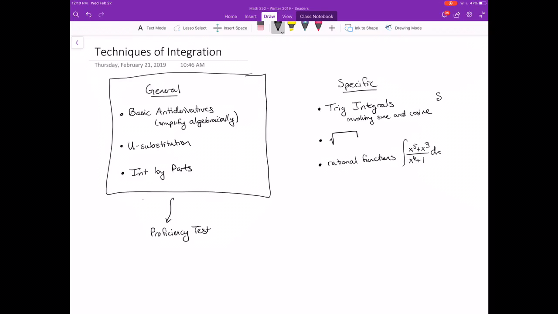So trigonometric integrals are section 8.3, which we're going to have to do via videos because we missed 4 days. We won't be able to do that in class. Integrals involving square roots, that's section 8.4. And then rational functions, that's section 8.5. And so those are specific kinds of integrals that we're going to learn how to take antiderivatives of.